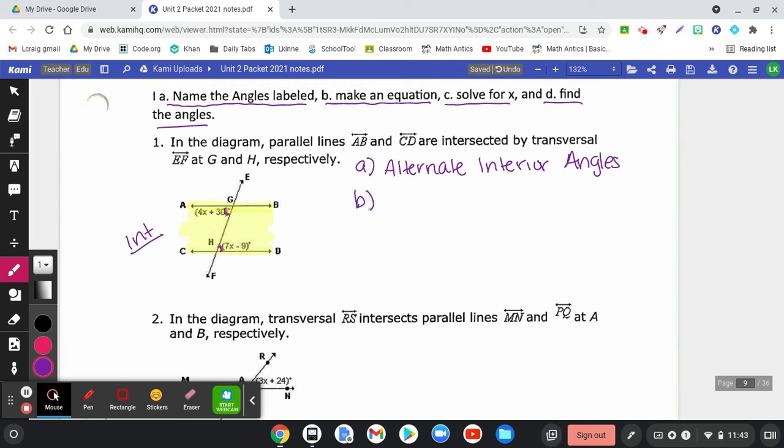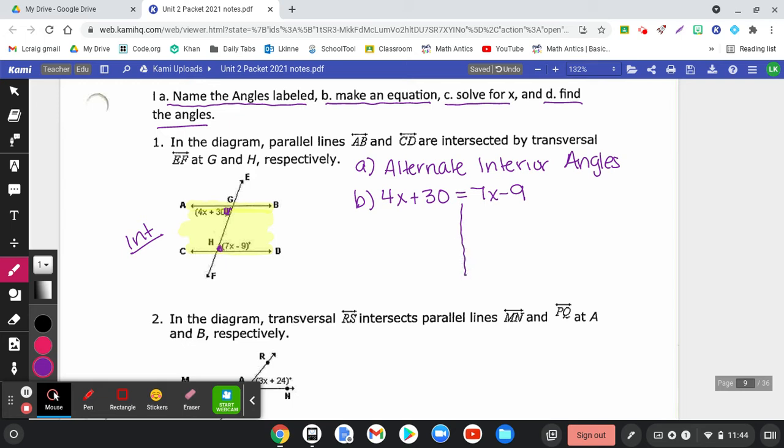Okay. Part B, make an equation. All right, well, if you look, they're both acute. Alternate interior angles are congruent when lines are parallel, so we're just going to set them equal. 4x plus 30 equals 7x minus 9. And we're going to solve that equation.